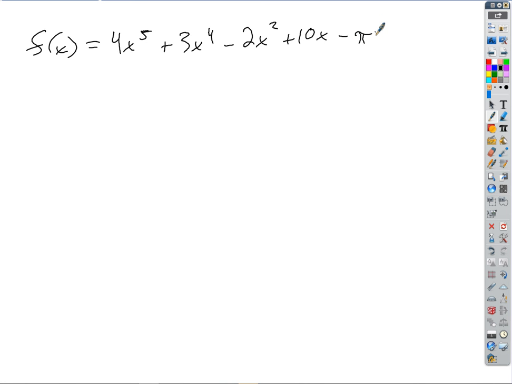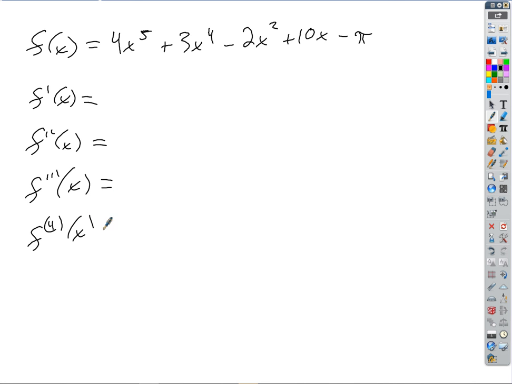I was just thinking, see if you can tell me real quick, what is, not the first derivative, not the second derivative, not the third derivative, but I want to know what's the fourth derivative of x on that one.